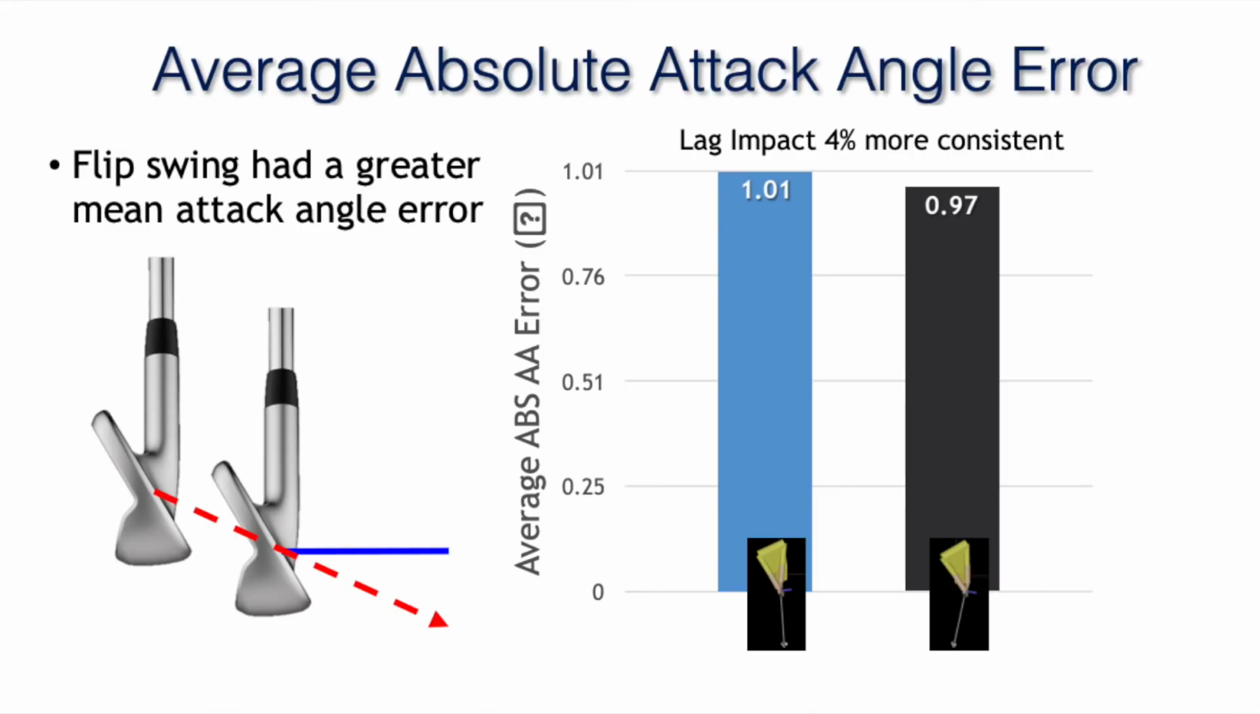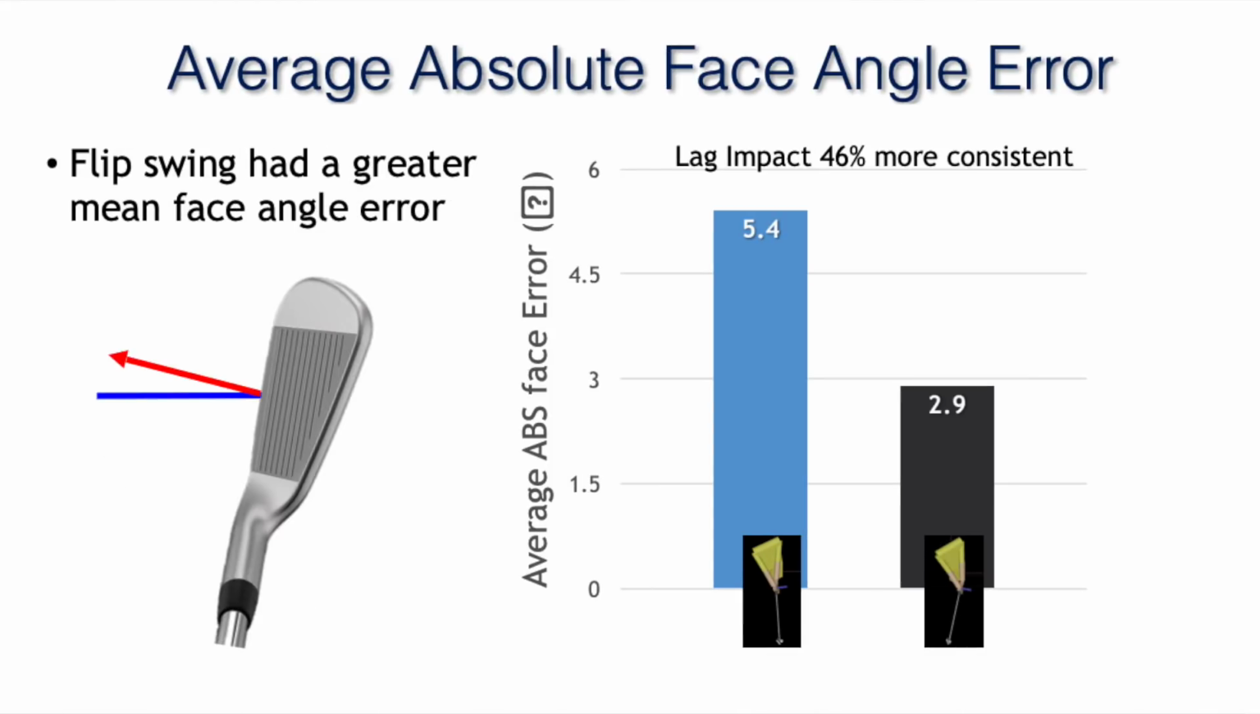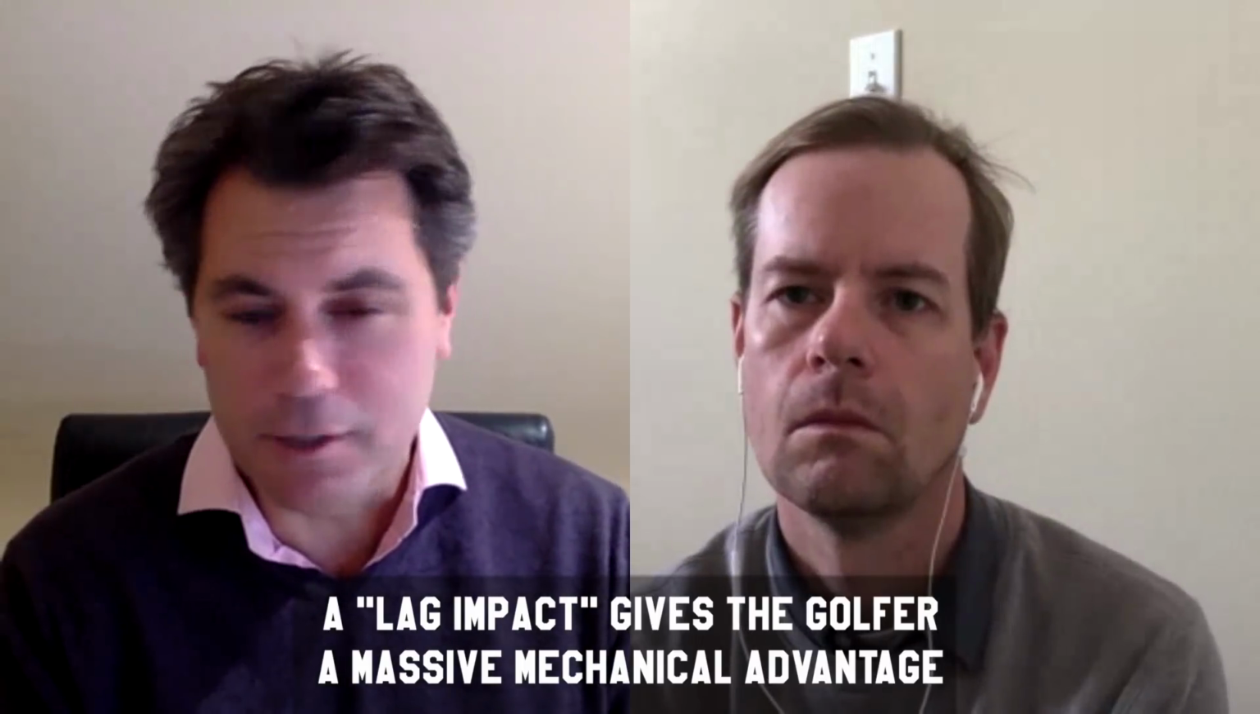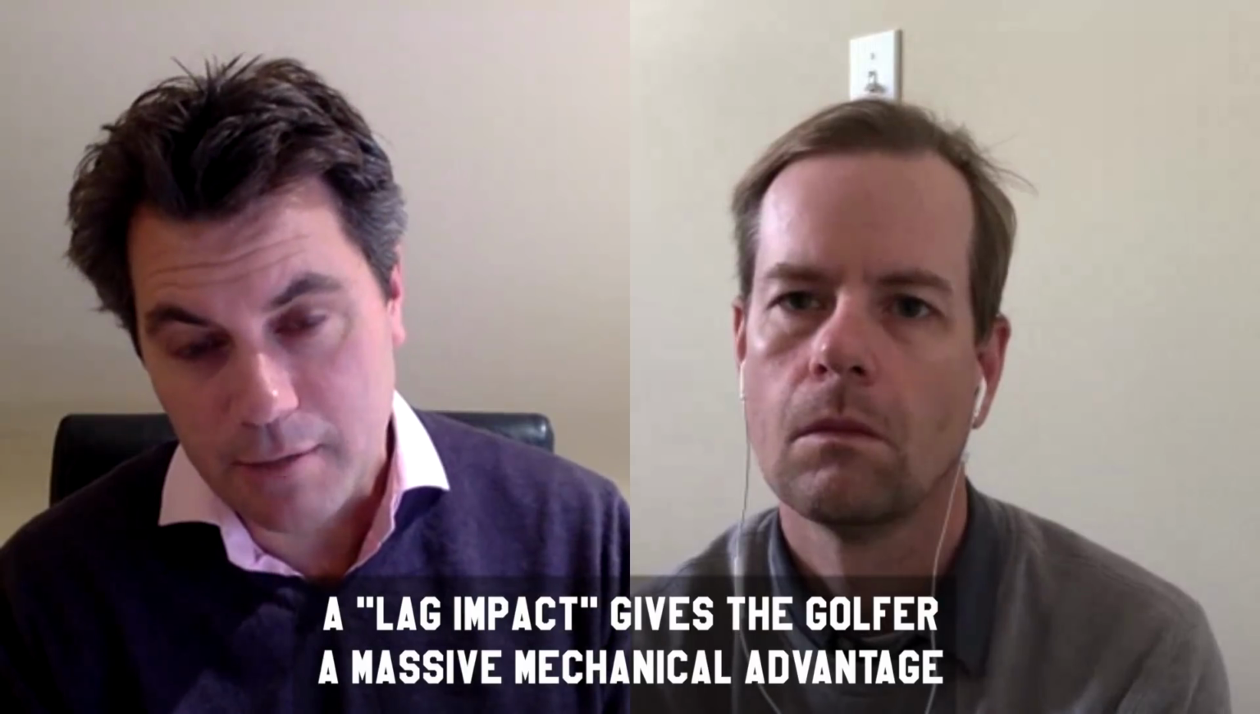What was the other interesting thing was the consistency with which the golfer was able to deliver the same club path and face angle into impact. So the lag impact face angle was 46% more consistent, and the club path was 10% more consistent. And so those were numbers that kind of blew everything else out of the water. So basically, when golf professionals around the world are giving golf lessons and they're saying, well, we don't want you to have a flip impact, now we've got concrete scientific-based research and evidence to prove that you are massively at a disadvantage if you reach a flipped impact versus a lag impact.